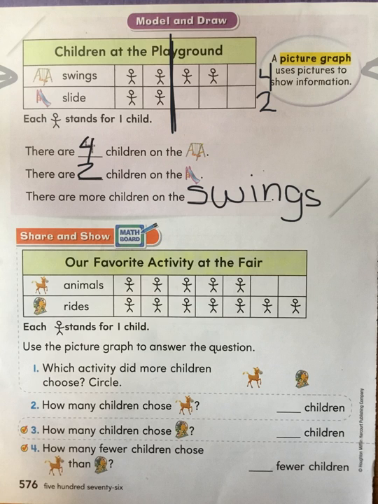Now I'm going to look down at the bottom section. I have a new graph. This one says our favorite activity at the fair. And we can choose animals and rides. And again, each stick figure stands for one child. So I'm going to first look at animals. How many kids want to go to the animals? 1, 2, 3, 4, 5. So I'm going to erase that. That's a little too big. Let's try it again.